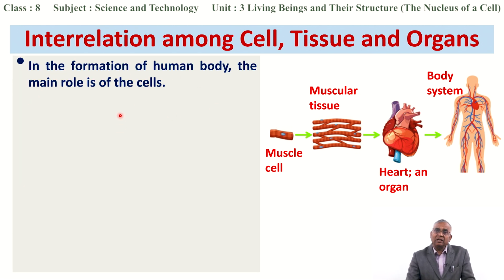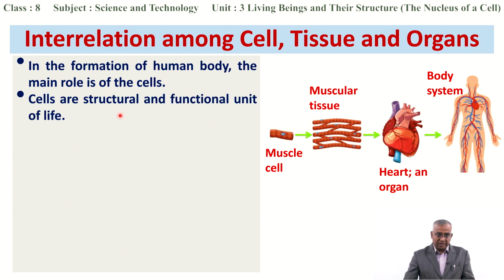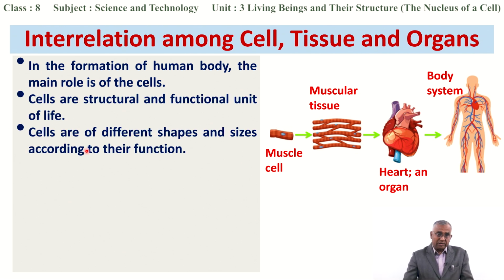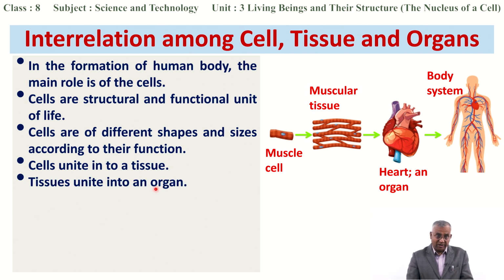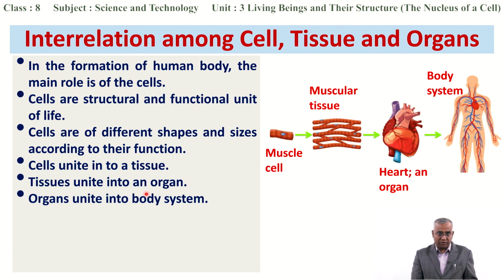The main role is of the cells. That's why cells are called what? We started the lesson with cells being the structural and functional unit of life. Yes, they are considered the structural unit and functional unit. That is given here also. Cells are of different shapes and sizes according to their function. You were already introduced to it. Yes, cells unite into a tissue, as we have seen. Tissues unite into an organ. Tissues means different types of tissues, not a single type of tissue.